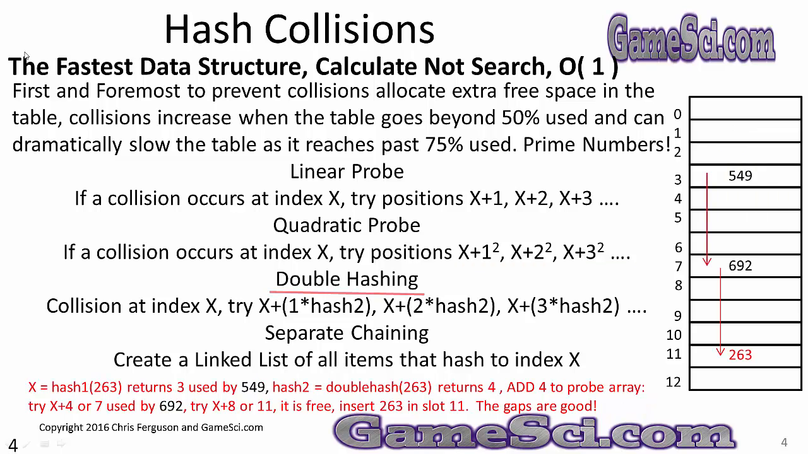A third option is called double hashing. That's where we run a second hash function to find a second hash amount, or the probe amount. Let's say x equals hash 1 of 263 returns a 3. When we go to position 3 of the array, we can't insert 263 there because it's used by 549. So we call a second hash function, we'll call it double hash, using the same key, 263, and that returns a 4. That means we want to add 4 to probe the array.